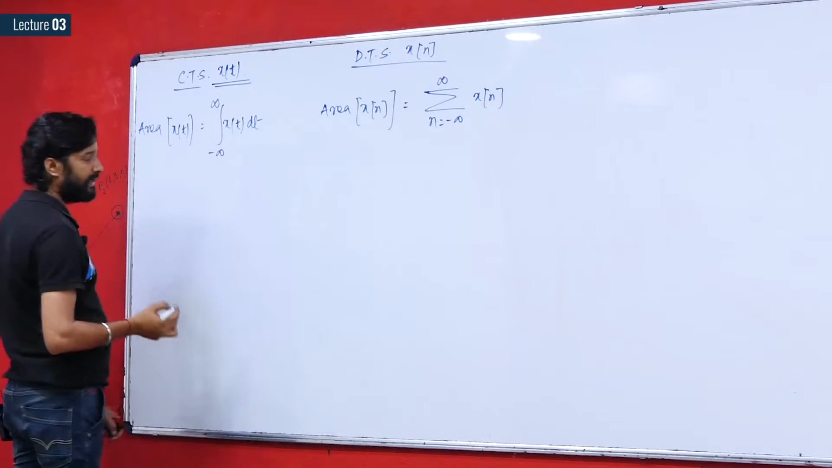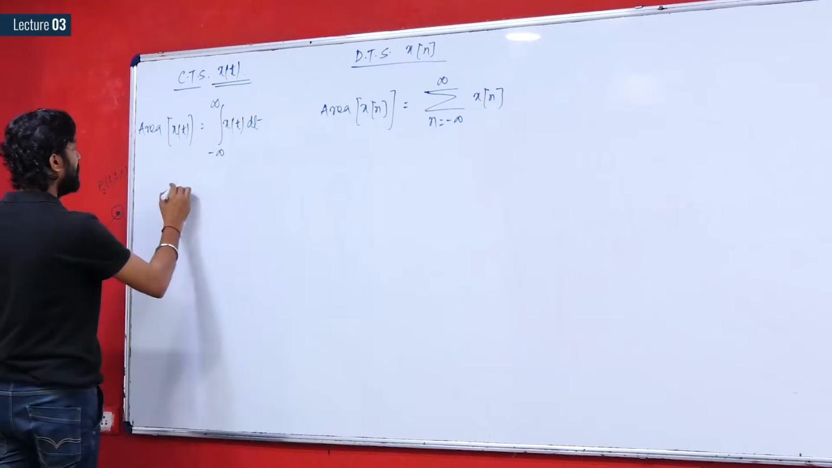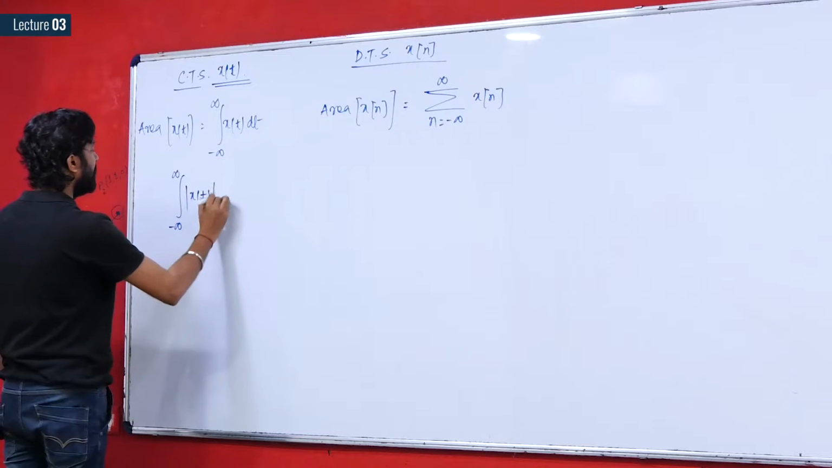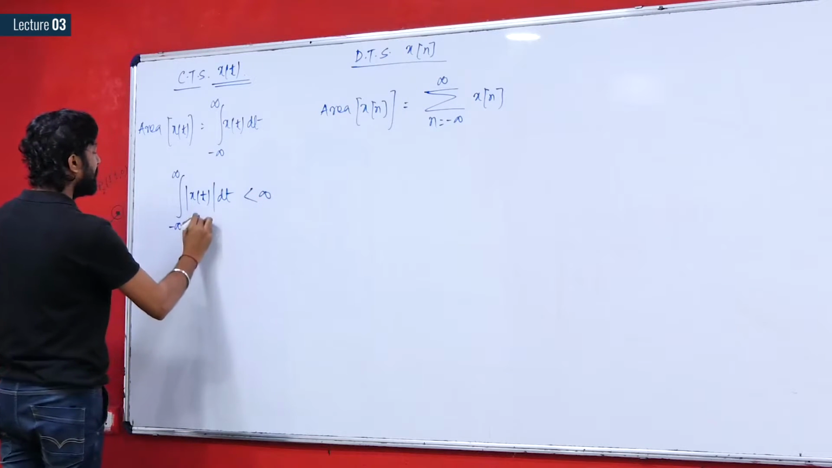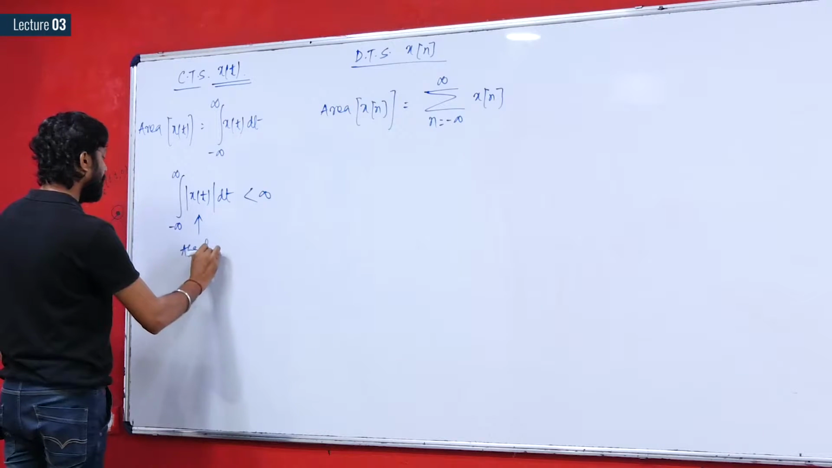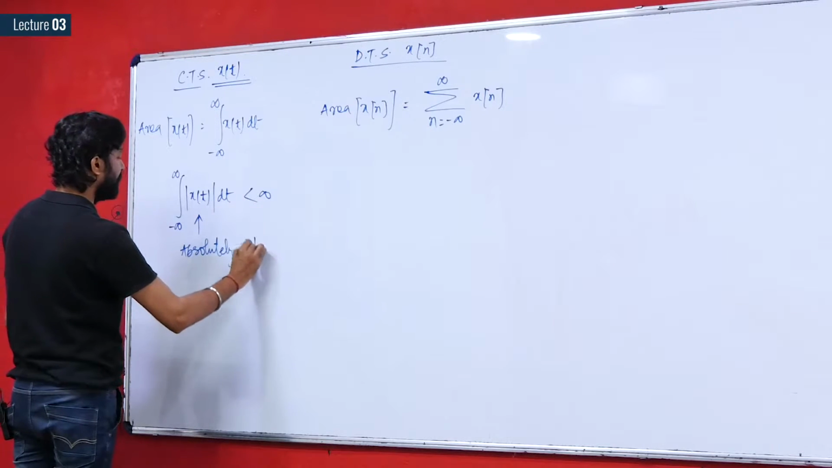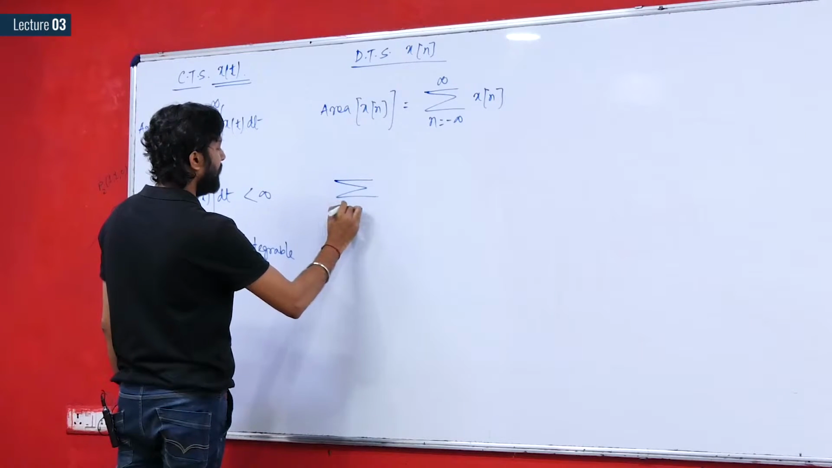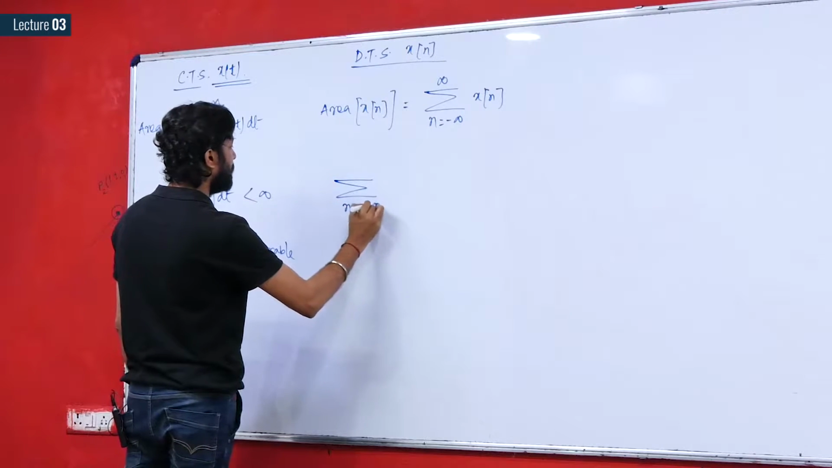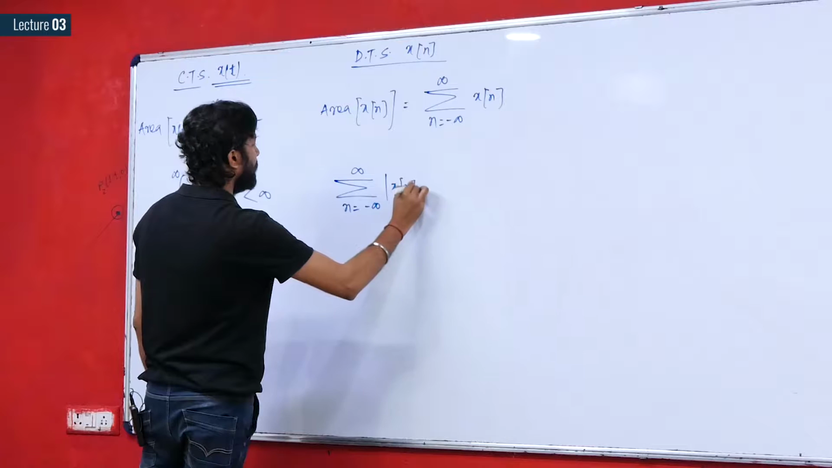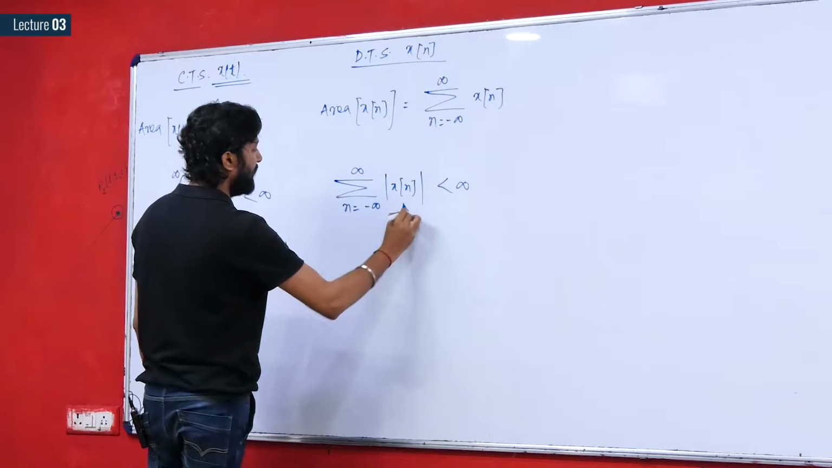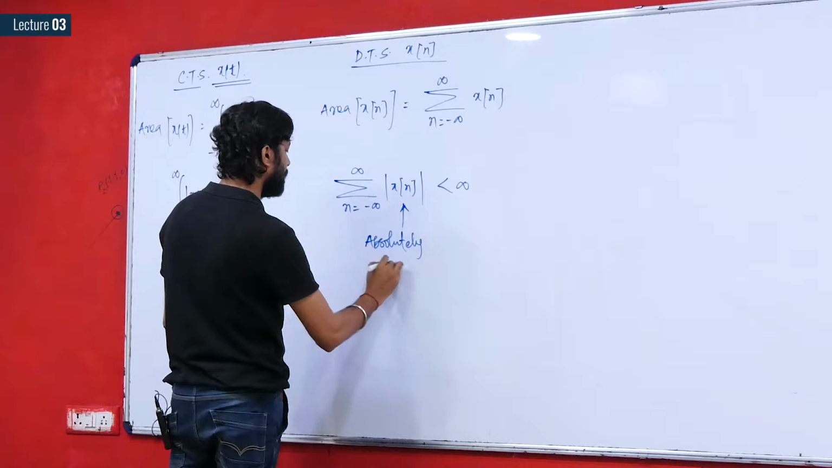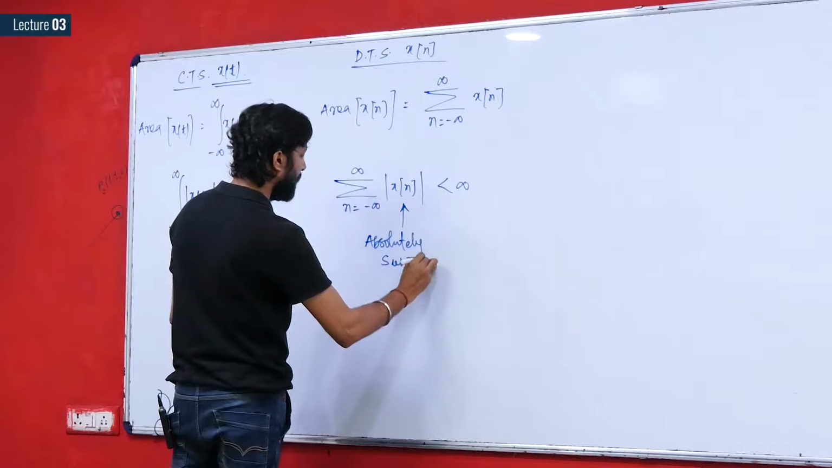Similarly, you have defined one more thing, that is, if you have to check absolute integrability, then you have written that if integration from minus infinity to plus infinity of magnitude of x of t dt is less than infinity, then the signal x of t is said to be absolutely integrable. Similarly, for any signal x of n, summation from n equals minus infinity to plus infinity of magnitude of x of n, if this value is less than infinity, then you told that this signal x of n is absolutely summable.